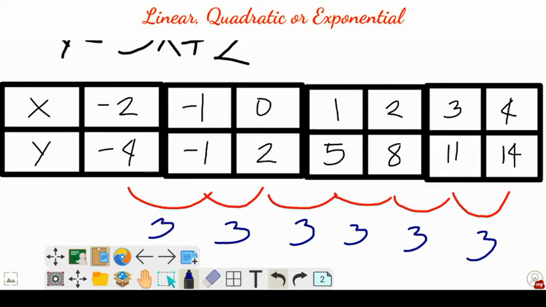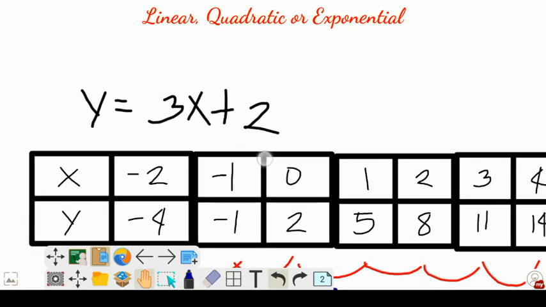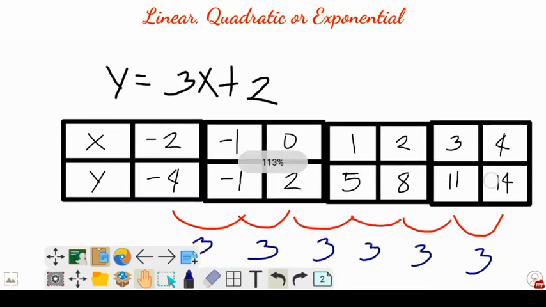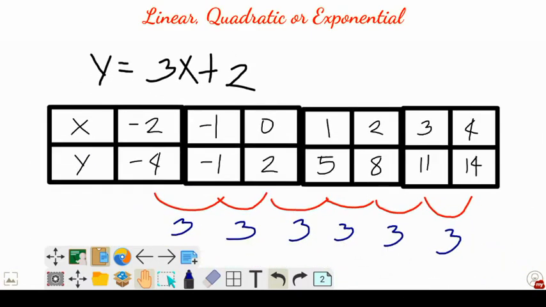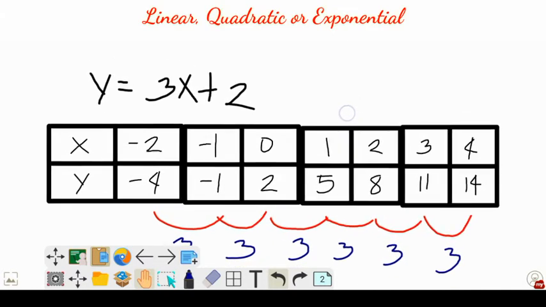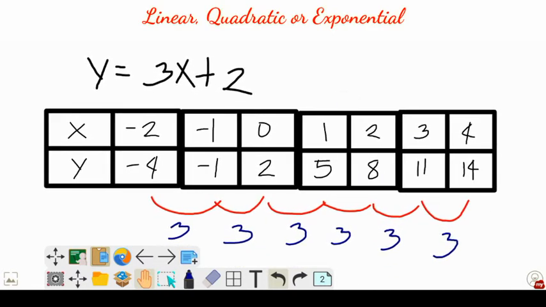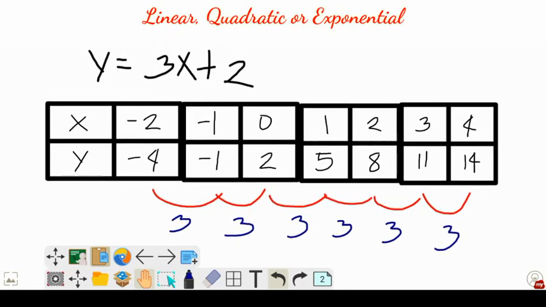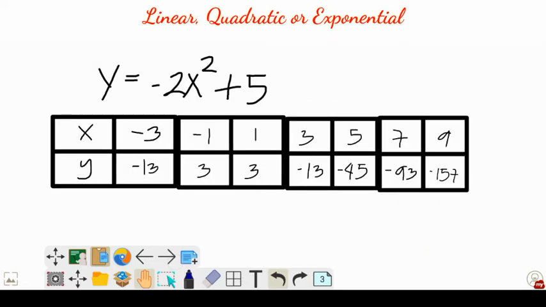So notice that a constant value of 3 was obtained in the first differences in y. So the relation y equals 3x plus 2 is a linear function. Using differences, na-determine natin or na-prove natin na y equals 3x plus 2 is a linear function using this illustration. So yun po yung first differences in y. So try natin sa ating next example.